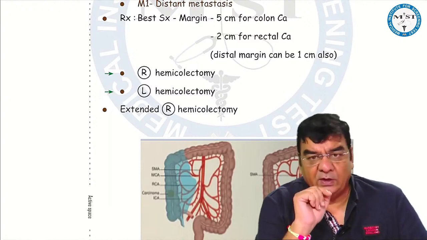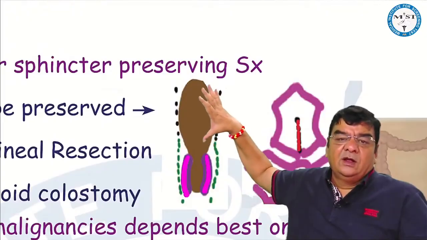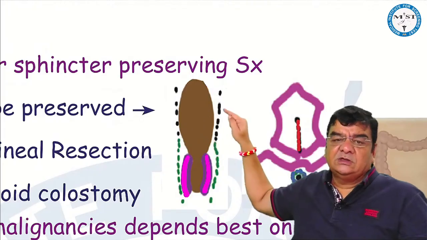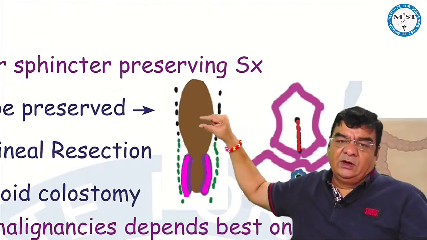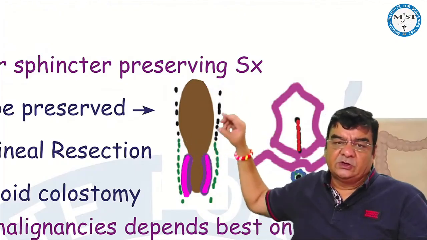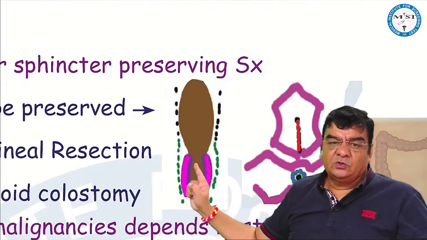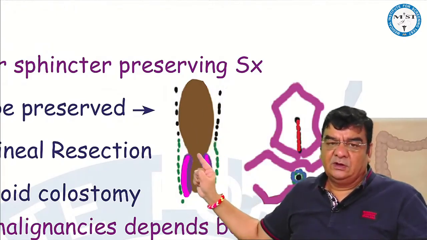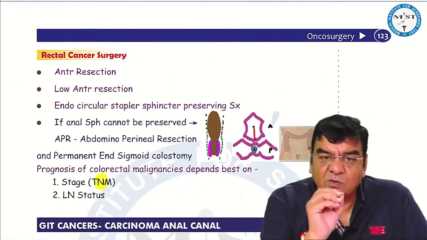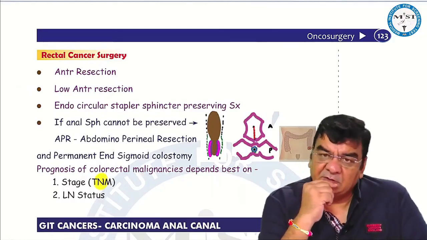In rectal cancers, suppose this is the rectum here and this is the anal canal. Cancer in the upper rectum, we can take a 2 centimeter margin, that is anterior resection. Middle rectal cancers, we can easily take 2 centimeter margin, low anterior resection. Cancer in the lower rectum is a problem. So here we prefer endoscopic circular stapler, sphincter preserving surgery. And even if we get 1 centimeter distal margin, wonderful.